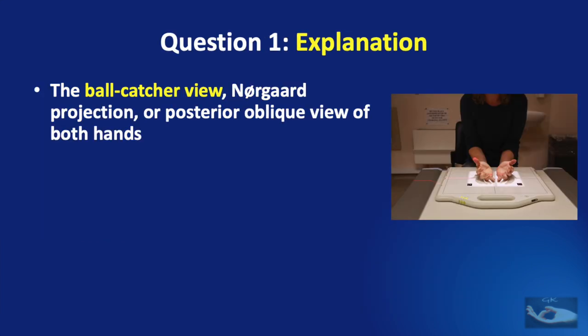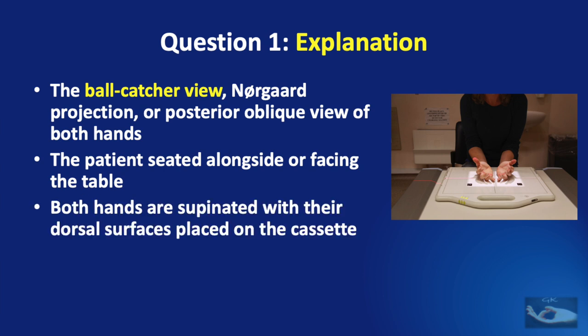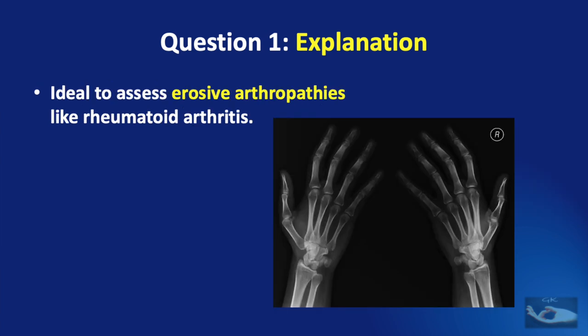The ball catcher view or Norgard projection or posterior oblique view of both hands is taken with the patient seated alongside or facing the table and both hands supinated with their dorsal surfaces placed on the cassette with the hands rotated medially by around 45 degrees, like one about to receive or catch a ball. This particular view is ideal to assess erosive arthropathies like rheumatoid arthritis.